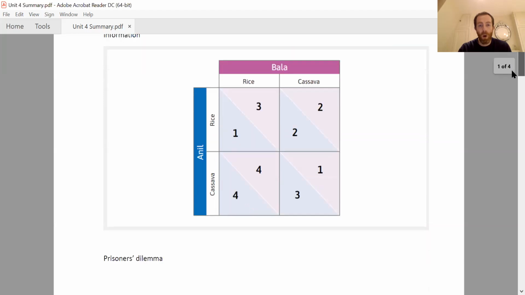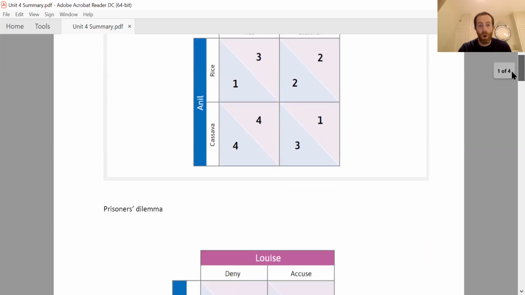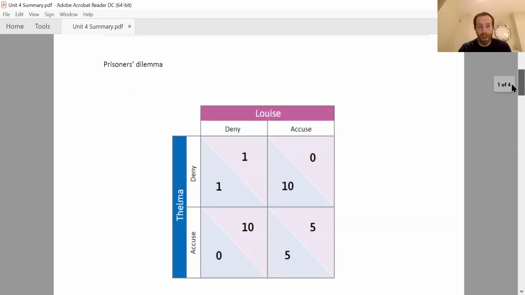So now, a very, very famous game, which is called The Prisoner's Dilemma.